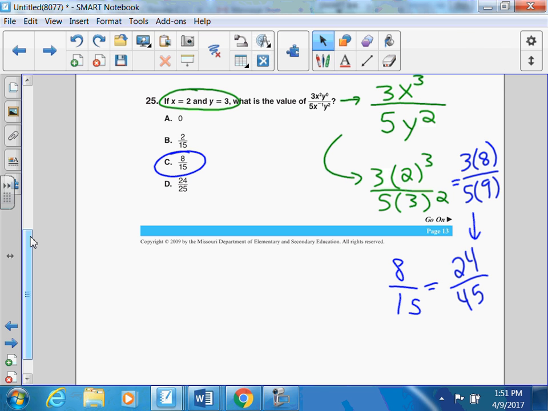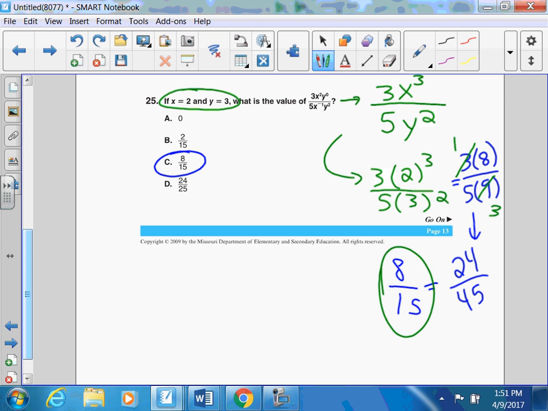And another thing we could have done is we could look here, cancel out that 3, put a 1, divide by 3. Divide the 9 by 3, put a 3. So now we have 1 times 8 on top and 3 times 5 on bottom, which would give us 8 over 15.